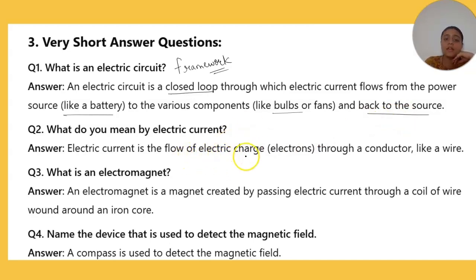What do you mean by electric current? Electric current is the flow of electric charge or electrons through a conductor like a wire. What is an electromagnet? An electromagnet is a magnet created by passing electric current through a coil of wire wound around an iron core. Name the device that is used to detect the magnetic field. You already know that it is a compass. If you need to prove that this electromagnet is carrying a magnetic field around it, you can detect it by presenting the compass in front of it.